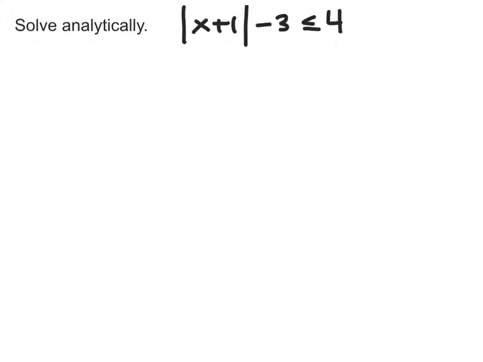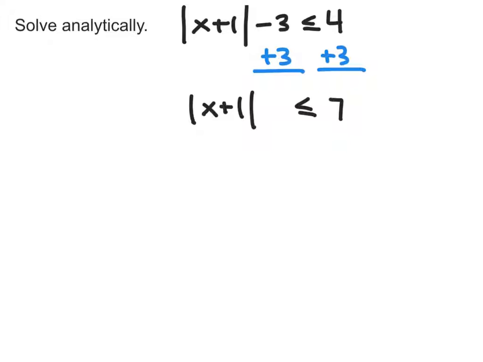To solve an absolute value inequality analytically, the first thing we want to do is add 3 to both sides so that we can isolate the absolute value part. When we do this, we will get the absolute value of x plus 1 is less than or equal to 7.